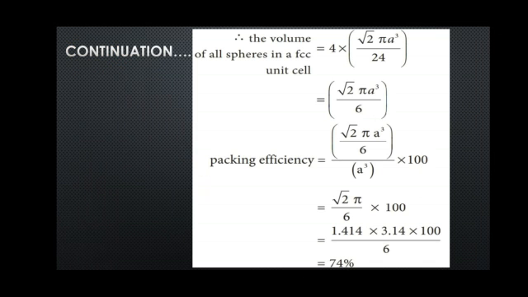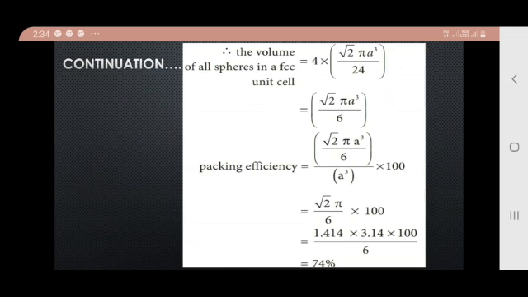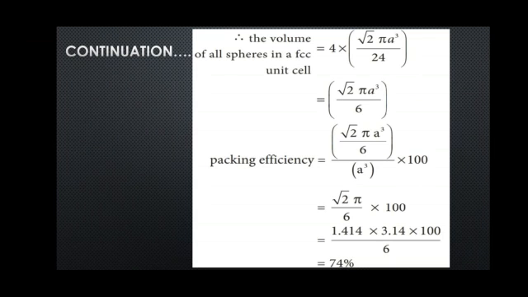Then we already know the total number of atoms present in the face centered cubic cell is 4. So multiply 4 to this value: 4 into root 2 pi a cube divided by 24. The answer we get is root 2 pi a cube divided by 6. Now we have to apply the packing efficiency formula. So packing efficiency is equal to root 2 pi a cube divided by 6, the whole thing divided by a cube, which is the volume of the unit cell, into 100.